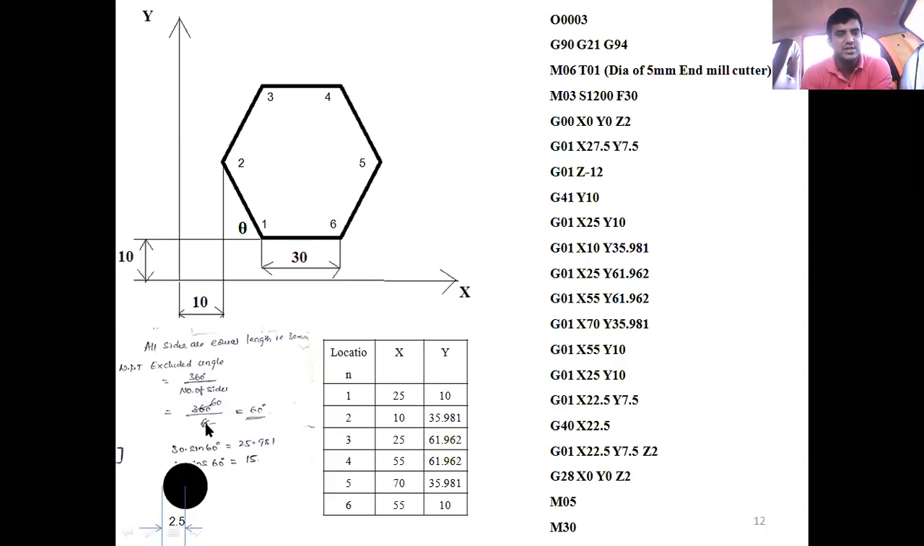6 sides are there. 360 divided by 6 will get 60 degree only. 60 degree, right? Now the exterior angle, the theta value, how much do you get here? 60 degree, right? Now this is considered as a right angle triangle. The angle is 60.